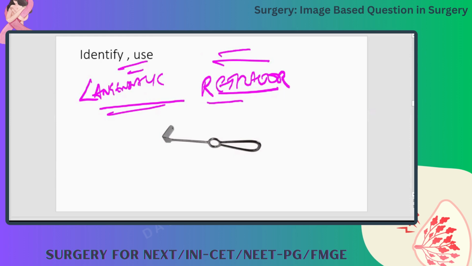Which book do you follow for surgery? Manipal? In that also, I think in the last pages they have given some instruments. Just before going to the exam, read that, because definitely one image has been coming for the last 4-5 years, either a needle or a suture. One thing is for sure. So this is a Langenbach retractor.